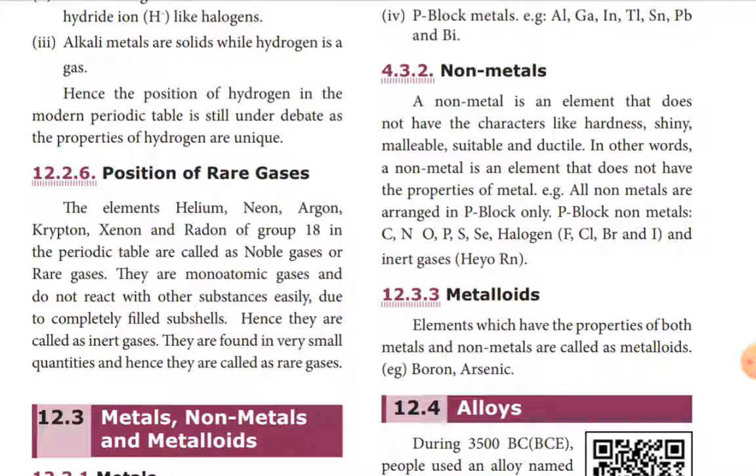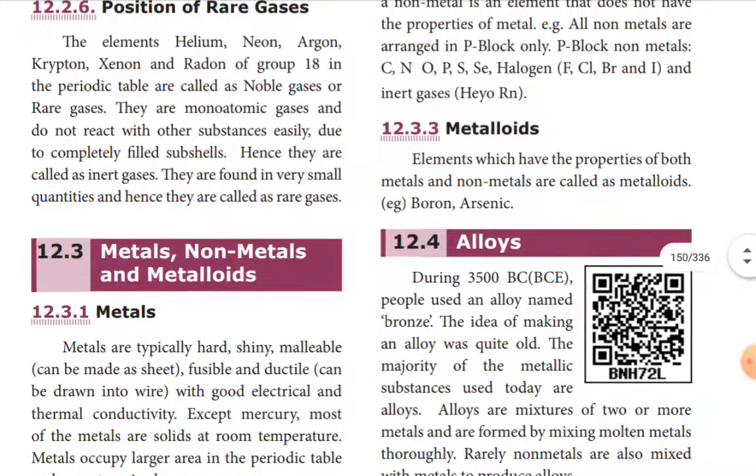All non-metals are arranged in the P block. The P block has non-metals like carbon, nitrogen, oxygen, phosphorus, sulfur, selenium, and halogens like fluorine, chlorine, bromine, iodine. Also the inert gases in the last column, helium to radon. Then metalloids.